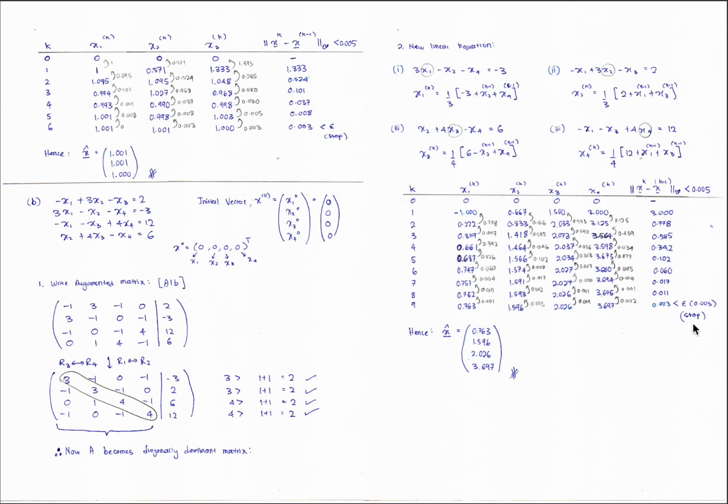So stop iteration. So we get the value of unknown x here, equal to this is x1 value, x2 value, x3 value, x4 value. This is the last value we put here as the answer of this 4x4 matrix.